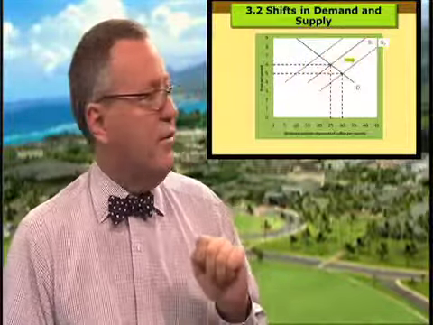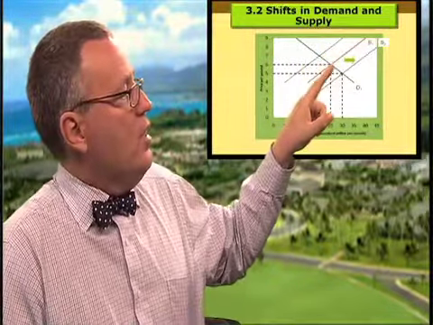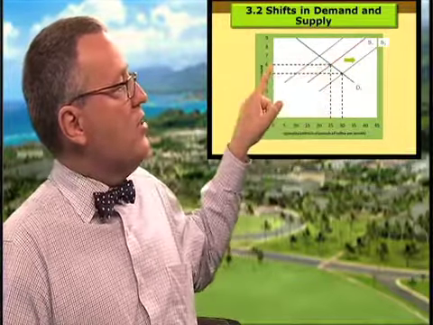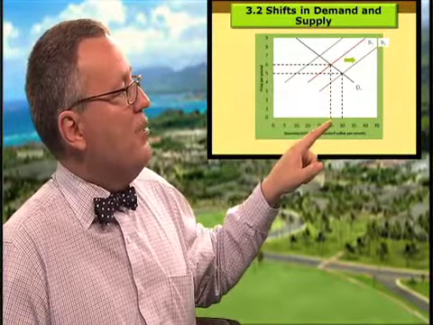As our supply curve shifts, what happens to our equilibrium? Well, this was our previous equilibrium point at $6 and 25 million.